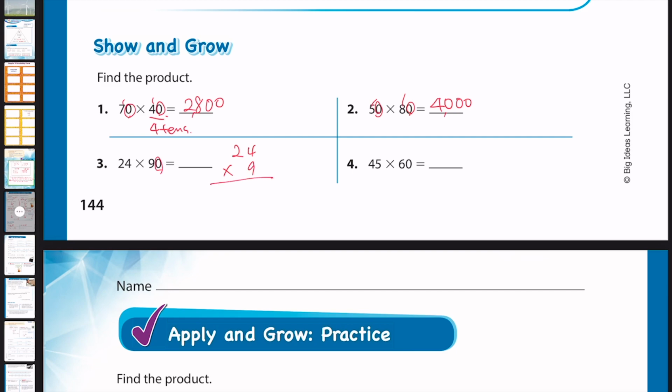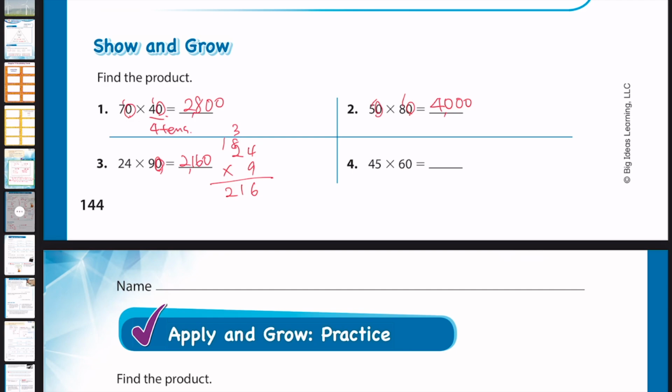Okay, what is 9 times 4? 36, carry 3 up, and 9 times 2 is 18. 18 plus 3 is what? 21. And 216, you need to add what? 0 at the end. Don't forget. Okay, this is very important. All right, let's move on to number 4.